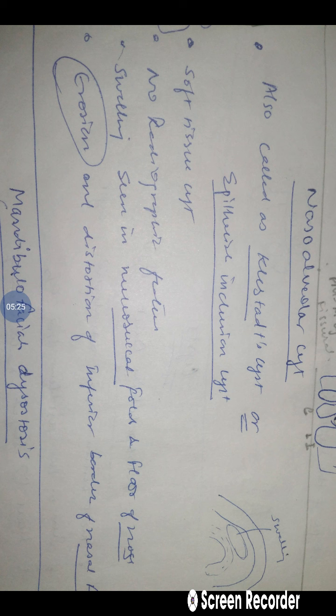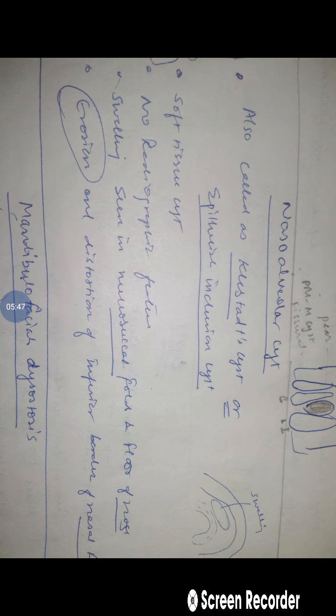So there is no characteristic radiographic feature, but you're going to see a swelling in the mucobuccal fold and the floor of the nose. The floor of the nose and the mucobuccal fold. You're going to see a swelling, and there is erosion and distortion of the inferior border of the nasal fossa.